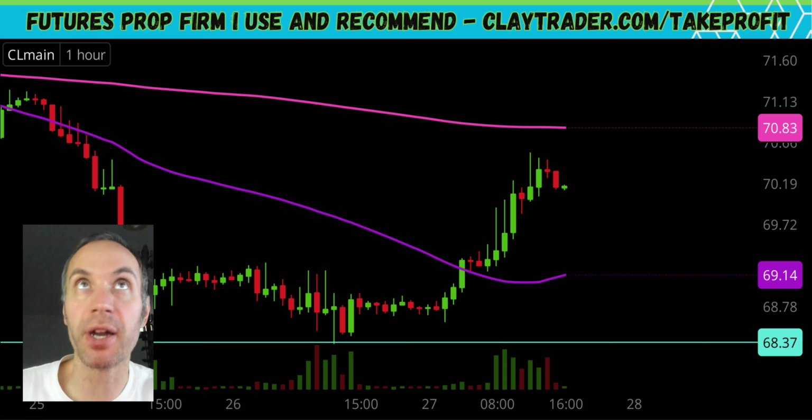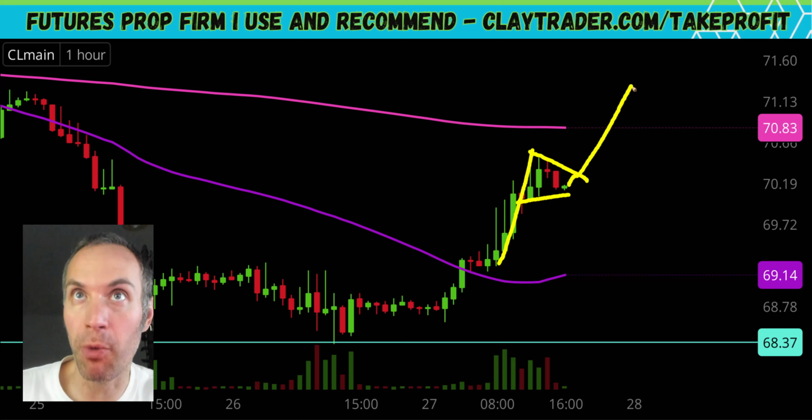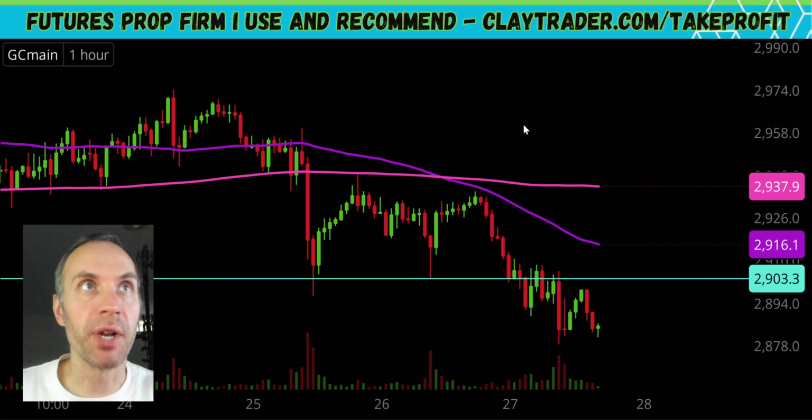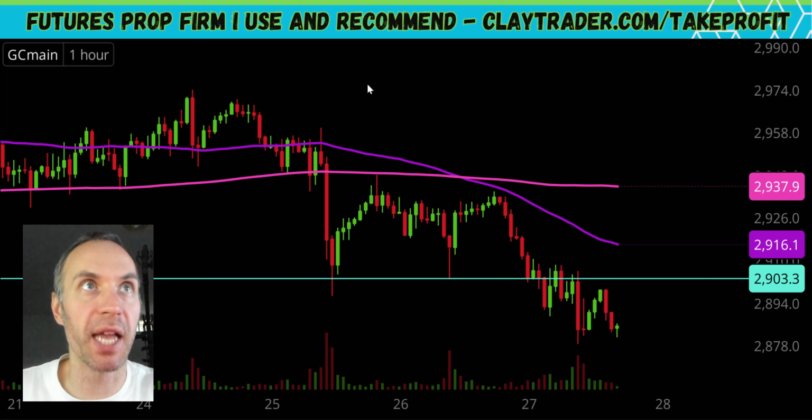Great movement here, and I guess in a very near-term standpoint, we have a nice little bull pennant pattern that has formed. So can the bull pennant get the break to the upside and then create that much more buying pressure? We'll see what happens. Next one here, stepping into the precious metal market, and specifically gold.